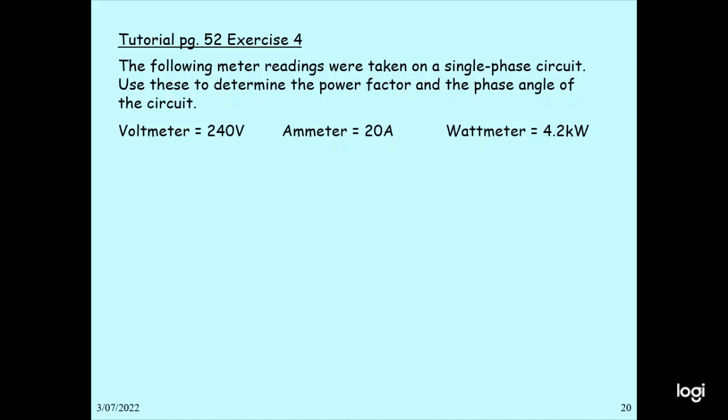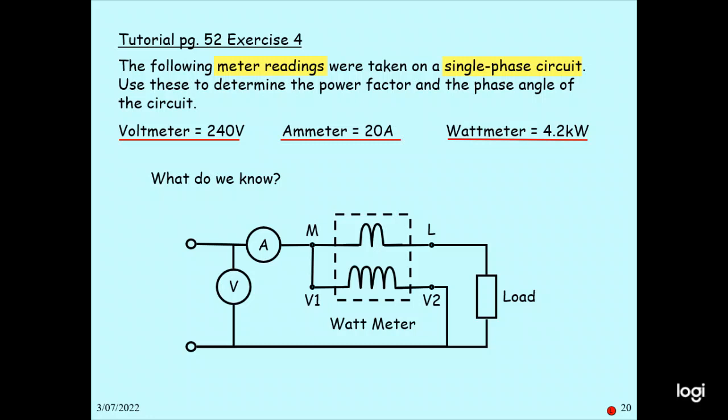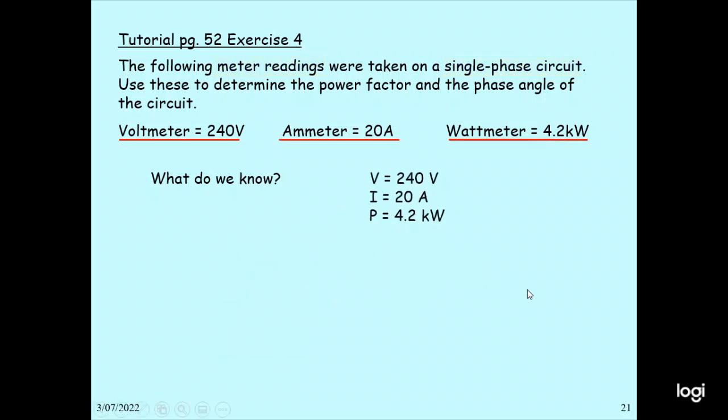The next one is: the following meter readings were taken on a single phase circuit. Use these to determine the power factor and the phase angle of the circuit. One meter 240 volt, one meter 20 ampere, one meter 4.2 kilowatt. We draw this as a meter diagram. This is a current coil and a voltage coil, with voltage and current connection. P equals 4.2 kilowatt, V 240 volt, I 20 ampere. We want to know lambda and theta.